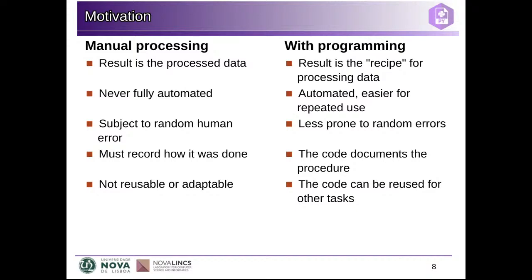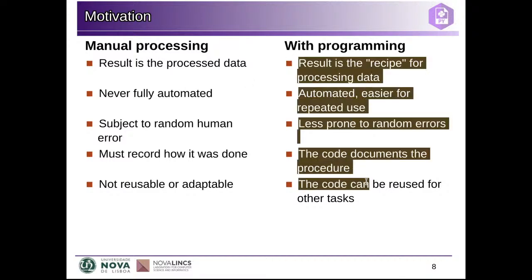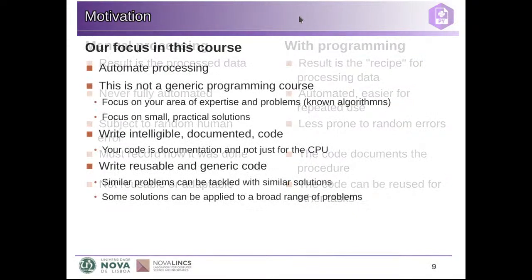And manual processing doesn't give you reusable or very adaptable tools most of the time. And if you write your code adequately, you can reuse parts of your code easily for other tasks. So these advantages of using programming will be basically the guidelines for how we're going to approach this automation task and how we're going to try to write programs in this course.